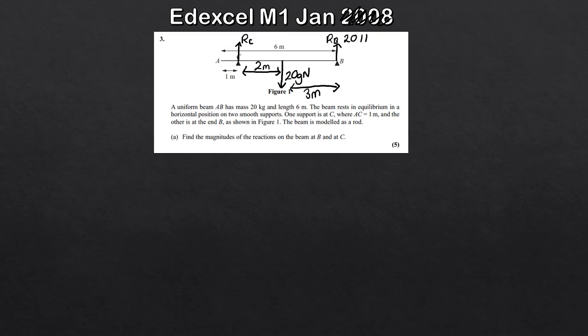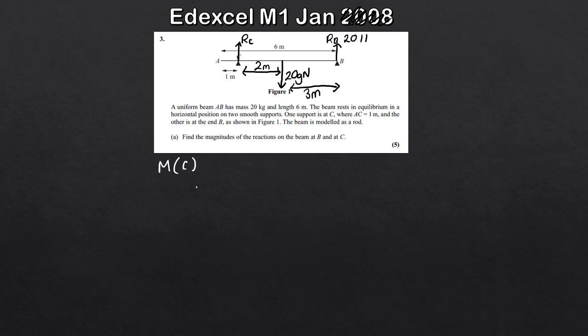So let's have a go at tackling this one. We want to find the magnitudes of the reactions. Again, I'm just going to take moments here. Taking moments makes this nice and easy. We want to work out the magnitude of the reaction on the beam at B and at C. Truthfully, it doesn't really matter which one you take moments at here. I'm just going to take moments at C.